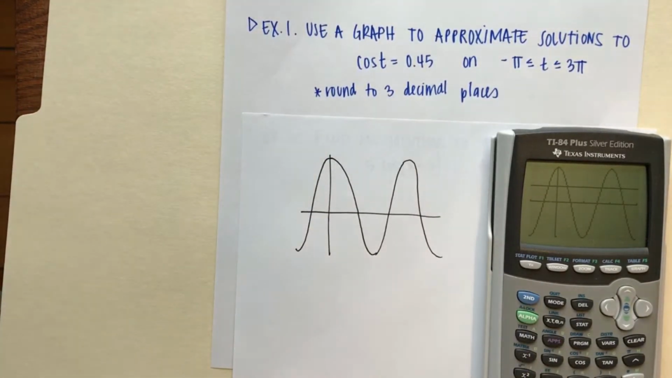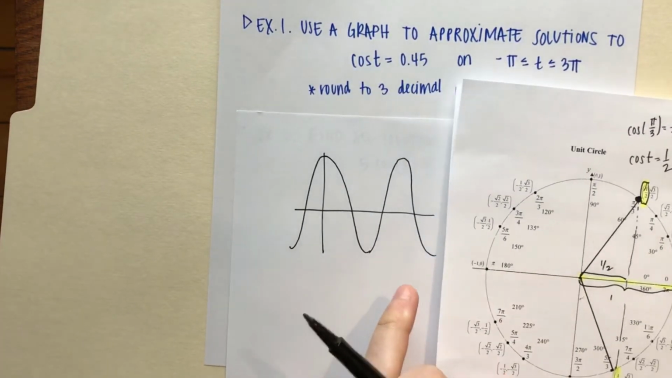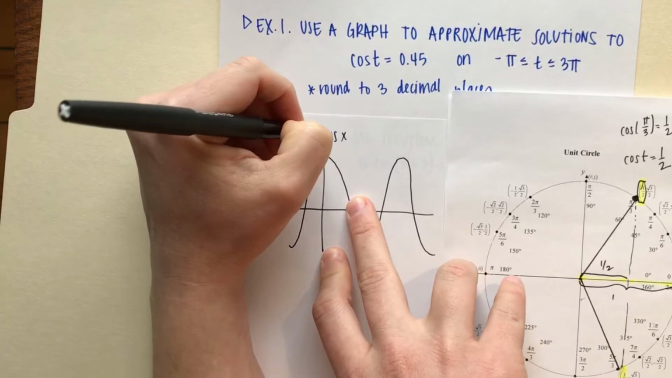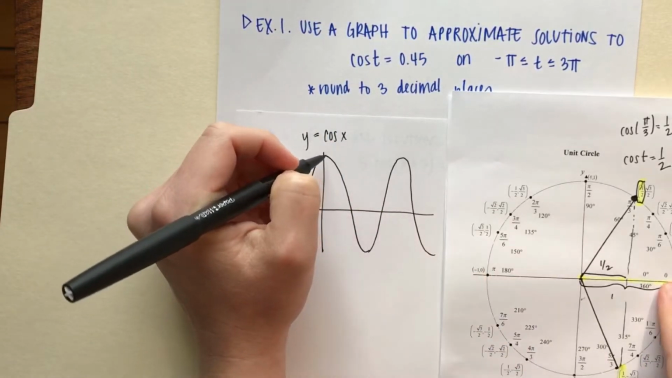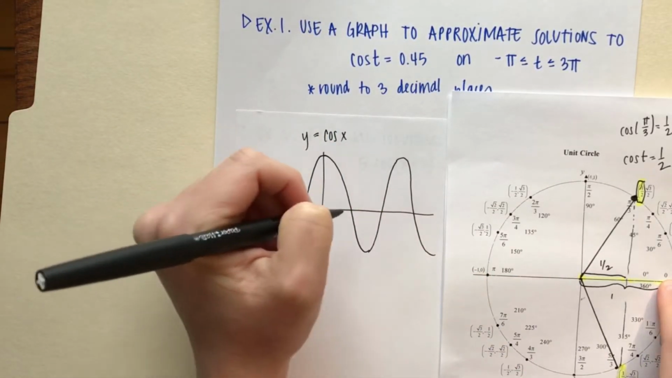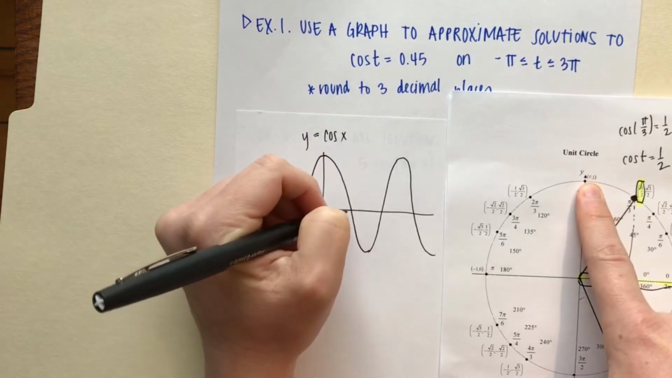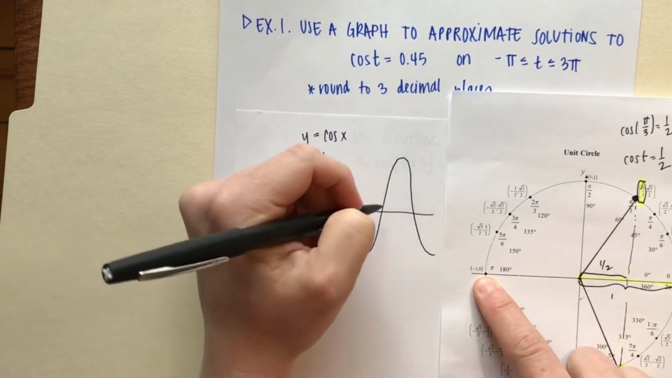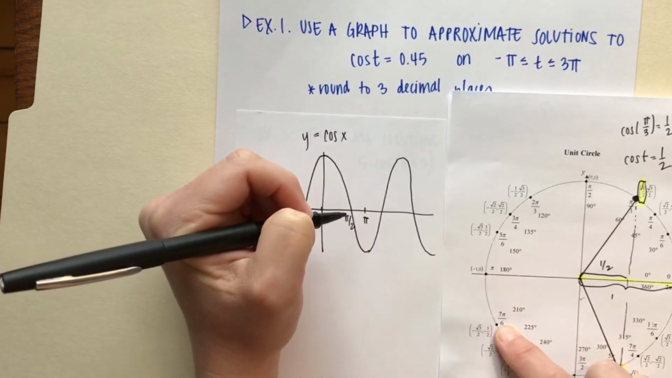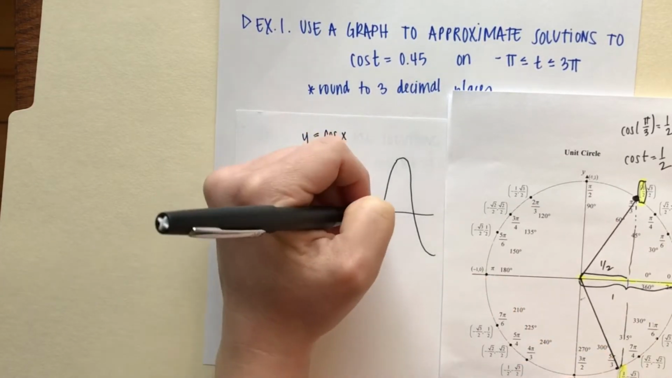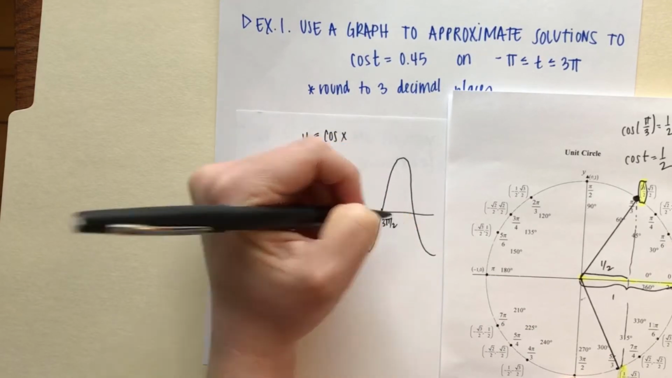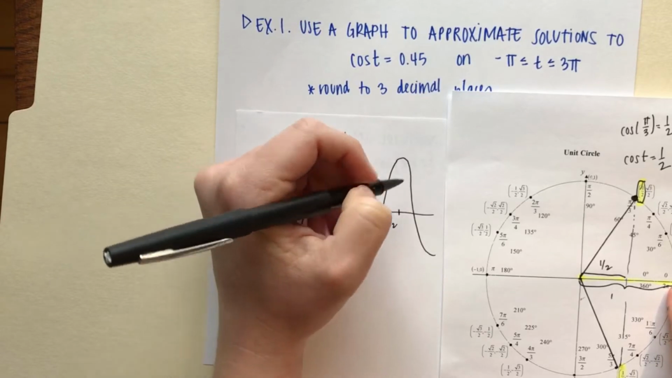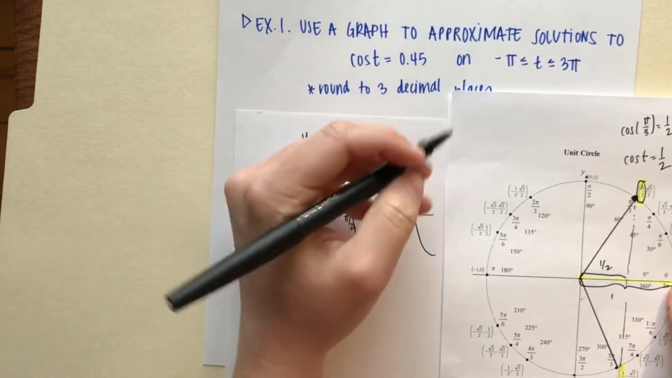Again, I'm thinking about my unit circle. This is cosine of x. Cosine is 1 at 0, so I know this is 0. Cosine is 0 at pi halves. Cosine is -1 at pi. Cosine is 0 again at 3 pi halves. Cosine has a maximum again at 1. So I'm going around the circle, so now we're at 2 pi.